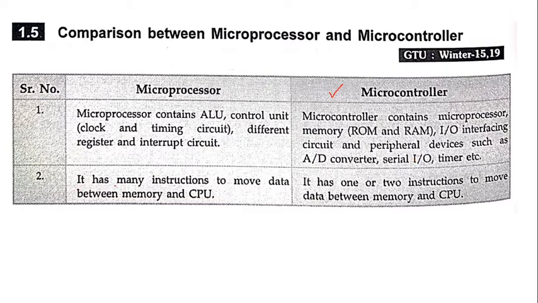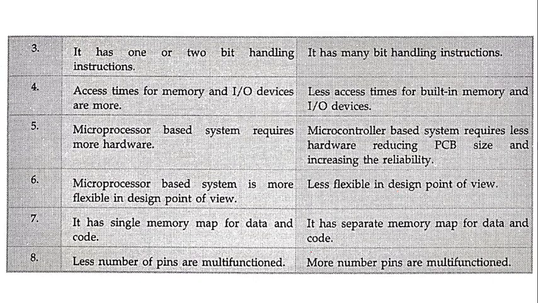Next, second, a microprocessor has many instructions to move data between memory and CPU. So in a microprocessor we can address any kind of instruction to move the data in the memory. But on the other hand, the microcontroller has one or two instructions to move data between memory and CPU. So we need to predefine the memory at which point we are going to locate our instructions. Next, third one, the microprocessor has one or two bit handling instructions, while the microcontroller has many bit handling instructions.